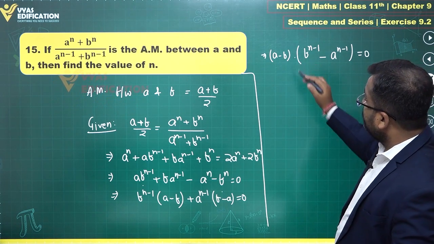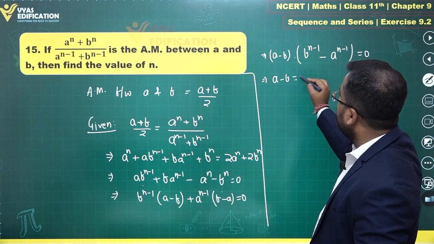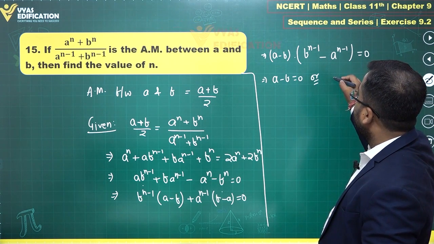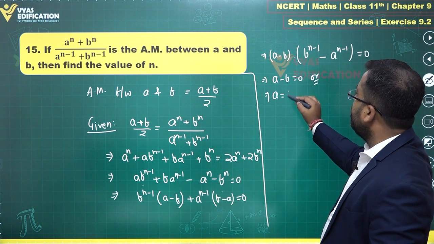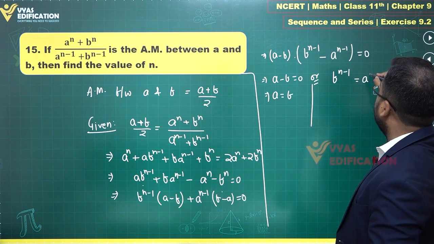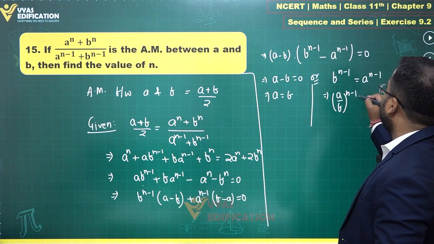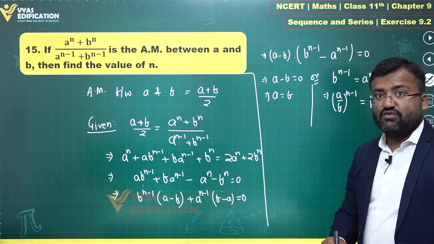Now the product of these two expressions, if that is 0, then this implies either a minus b is equal to 0, which means a equals b, or b^(n-1) is equal to a^(n-1), which tells me (a/b)^(n-1) will be equal to 1. This is what you get.